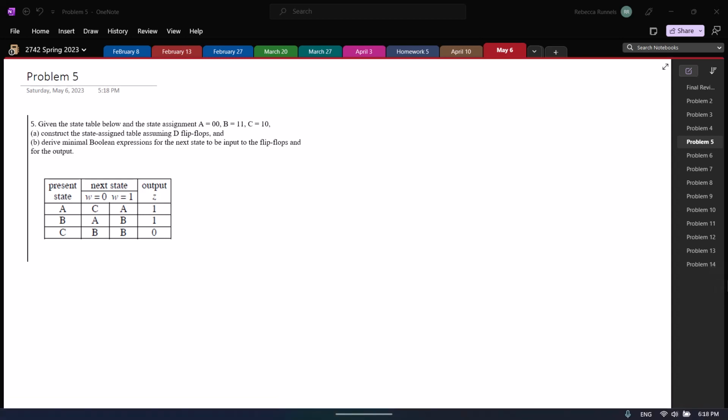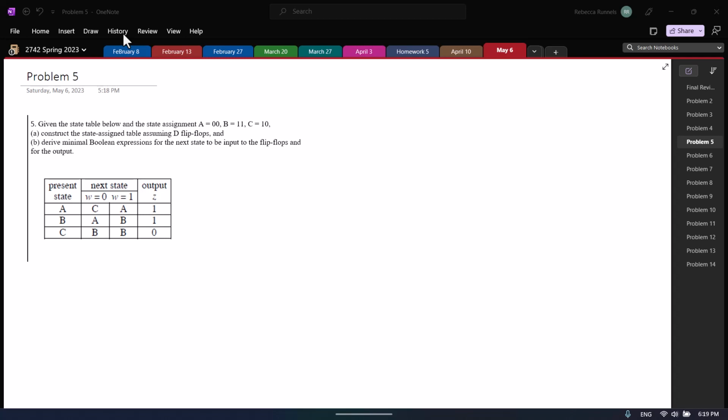So the next problem, we have a state table, and we are given state assignments. Sometimes you're given state assignments, sometimes you're not. And you are supposed to come up with the state assigned table, so we want to put everything in terms of these zeros and ones. So this one's going to take a while.